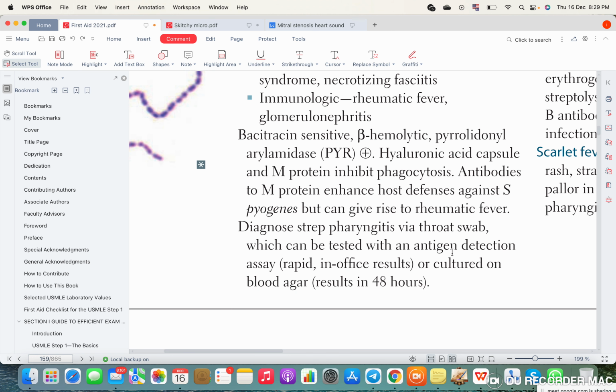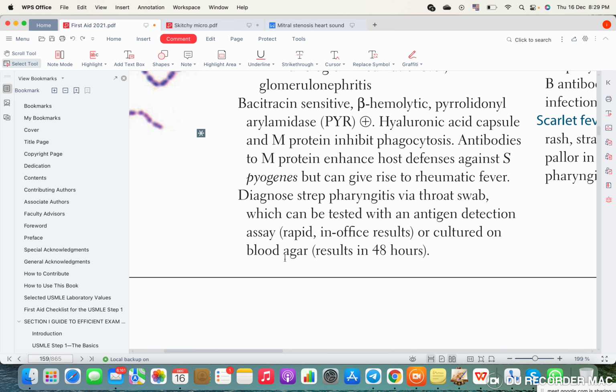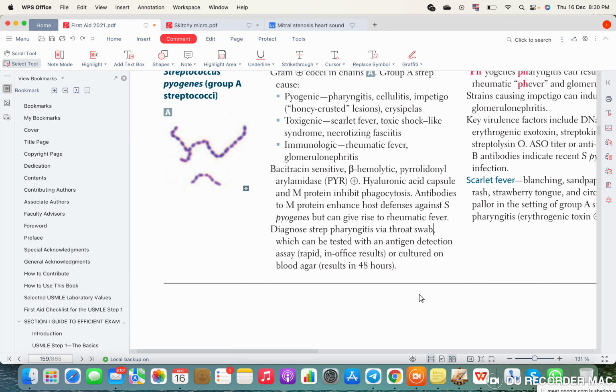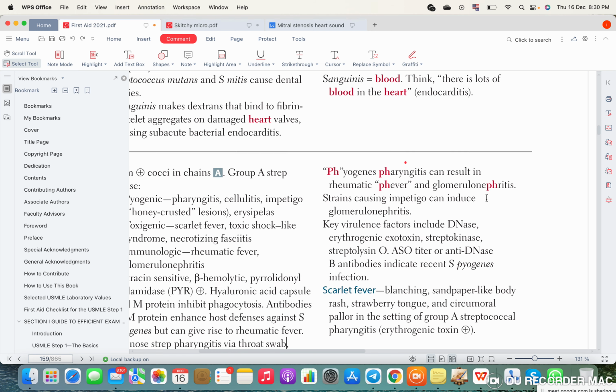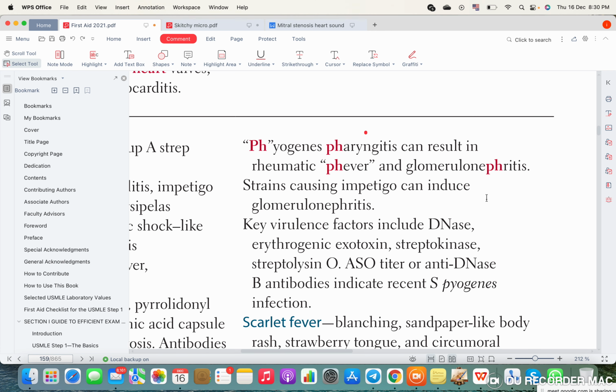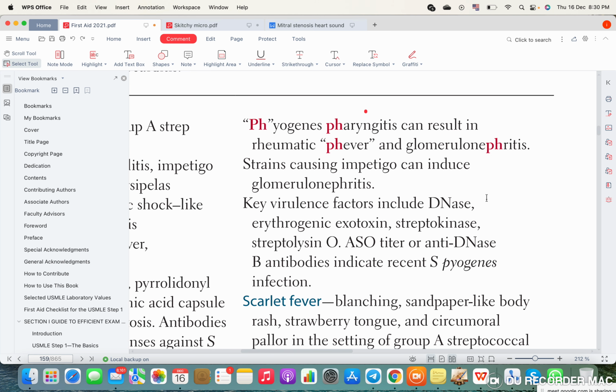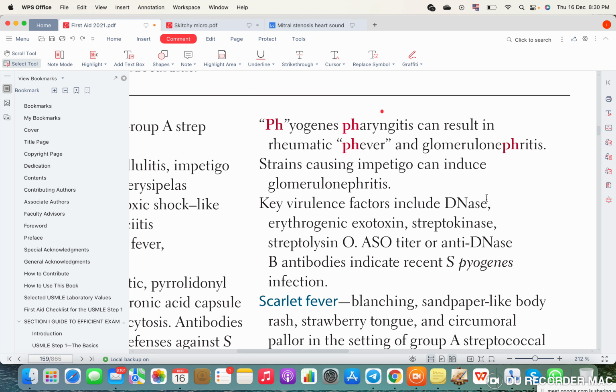Rapid and in the office, it's like the COVID test, guys. And or cultured on a blood agar. That will take time to come back. It needs 48 hours. Okay, so if we speak about this organism, it can lead to rheumatic fever. It can lead also to what? Glomerulonephritis. It can lead to impetigo, and the impetigo can lead to glomerulonephritis.